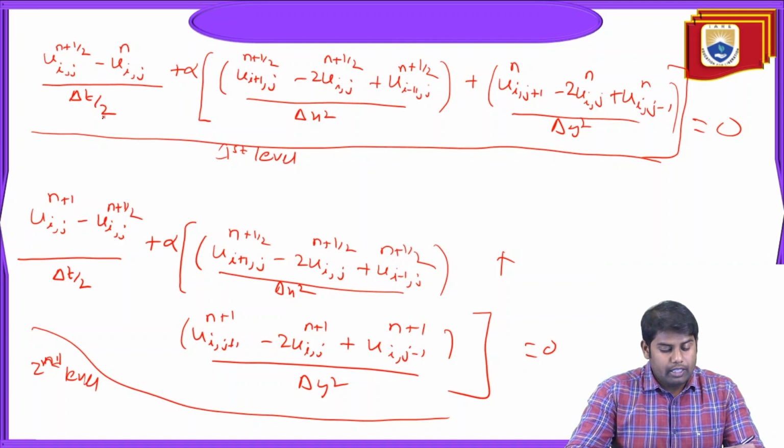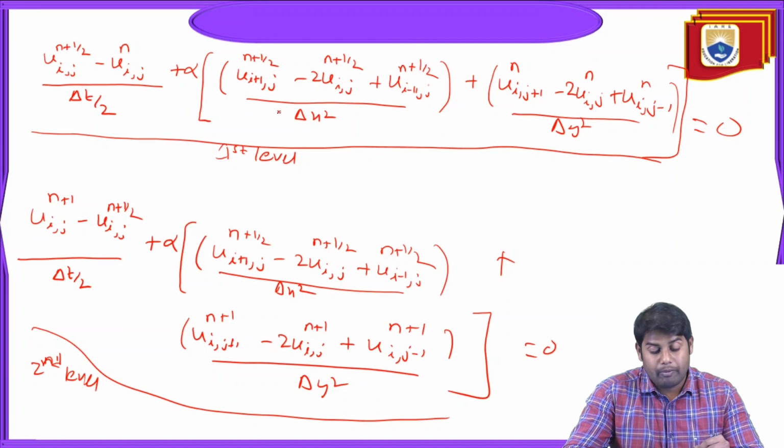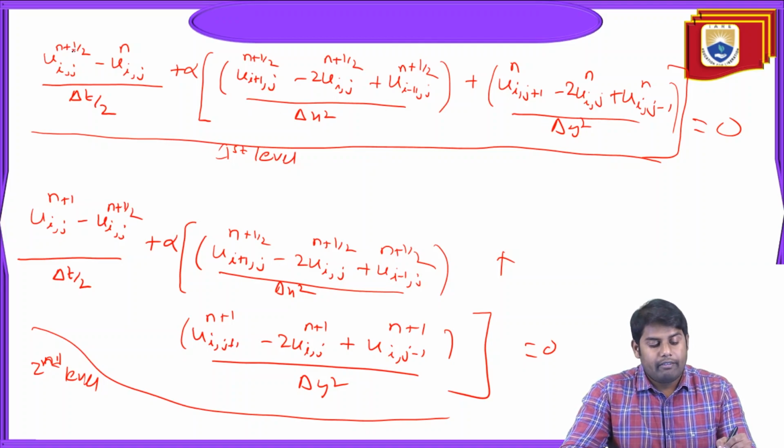So this is the first level and this is the second level. When you compare the first and second level, what do we understand? In the first level, what is happening? Here we have taken the half step where we have implicit along the x direction and explicit along the y direction. Whatever output we get from the first level will be this one.